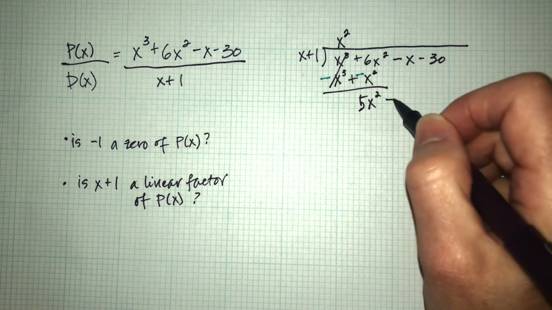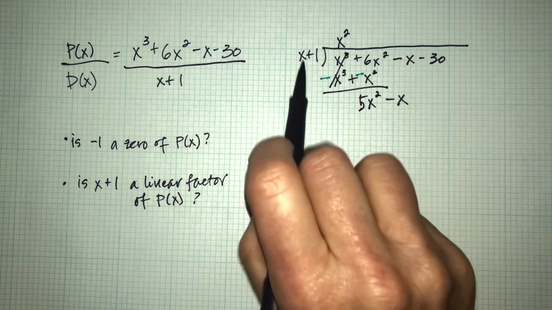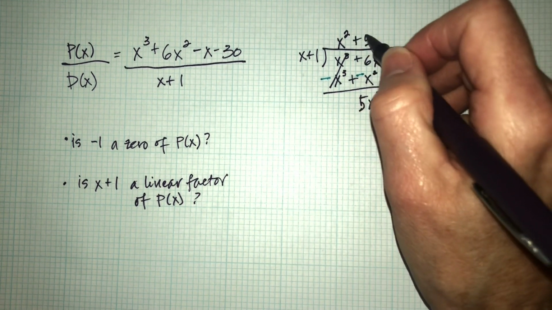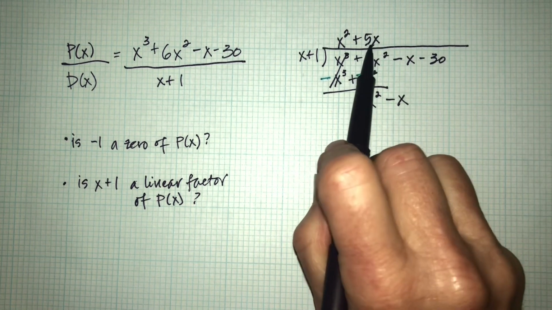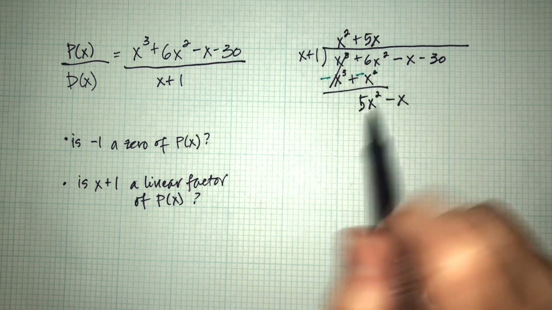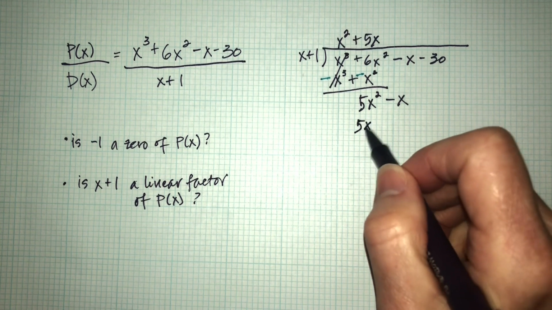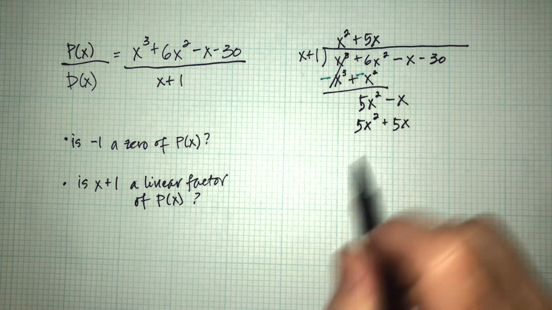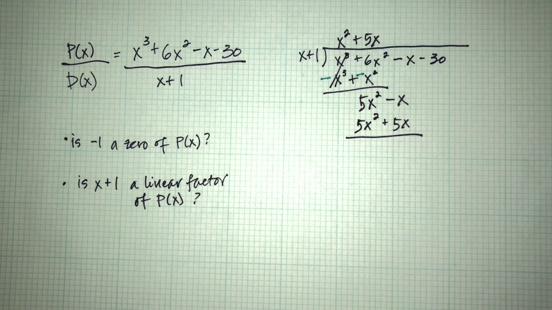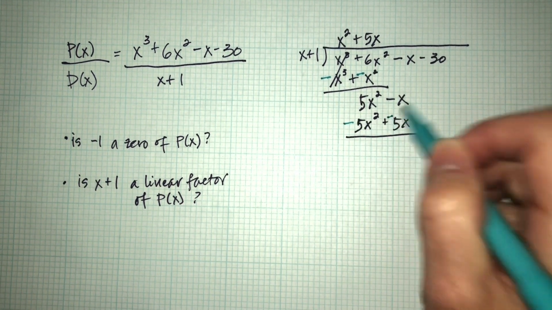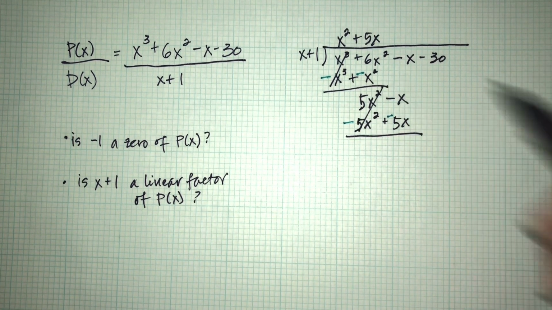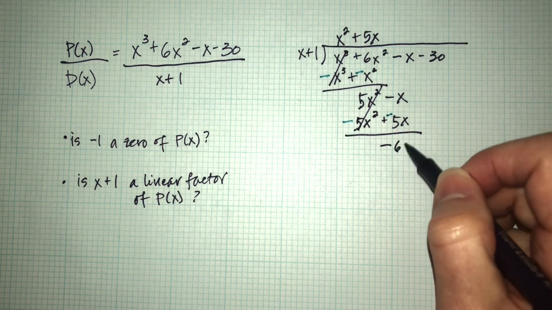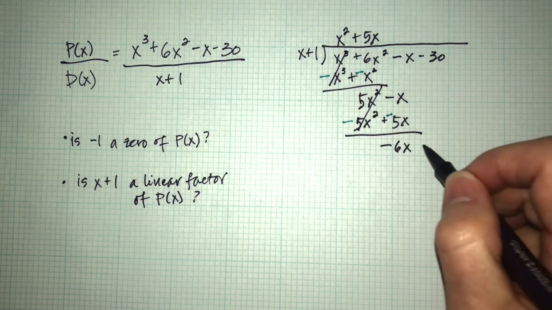Bring down the next term. Okay, so x times what would give me 5x squared? That would be positive 5x. Multiply 5x times x gives me 5x squared, and then 5x times 1 gives me a positive 5x. Ready to subtract. To subtract, we change the signs and add. These terms cancel out. This negative x and a negative 5x give me negative 6x. Bring down the next term.